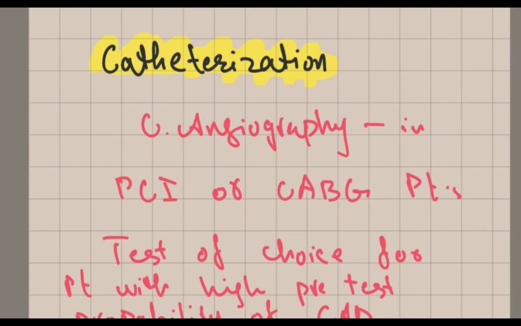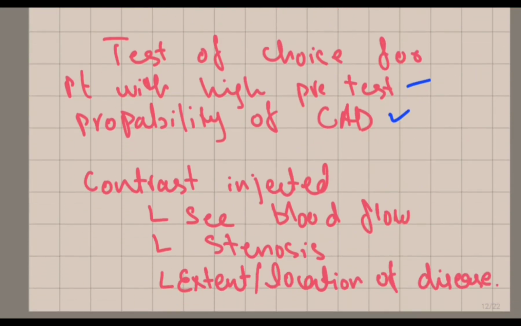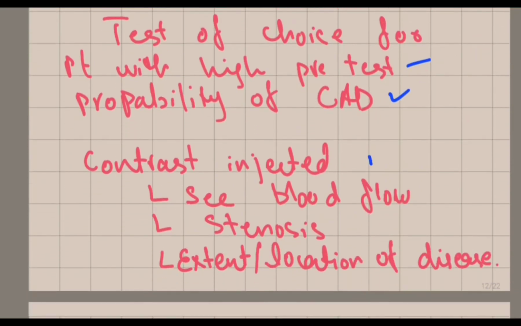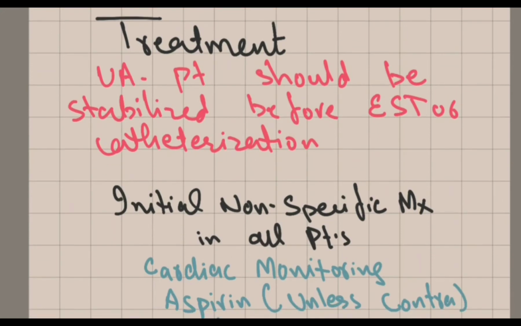Coronary angiography is a definitive test which is performed in the patient of coronary artery disease along with PCI or CABG. It is a test of choice for the patient with the pre-test probability of the CAD. In this, the contrast is injected and the blood flow is seen. So we can check if there is any stenosis, or we can check the extent or location of the disease.